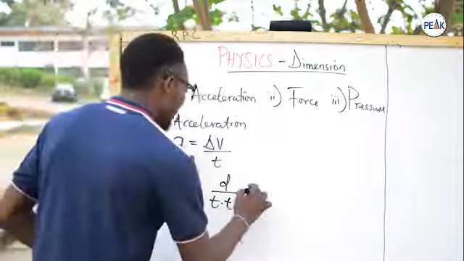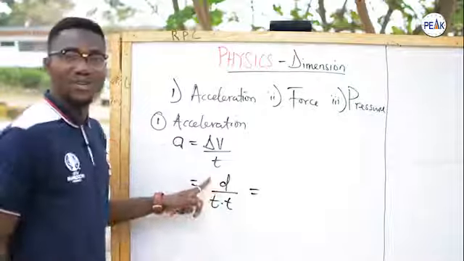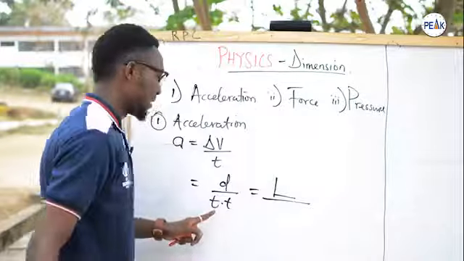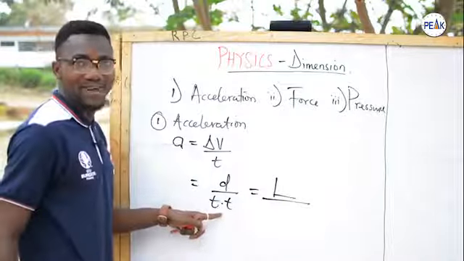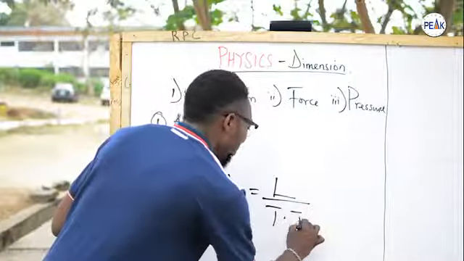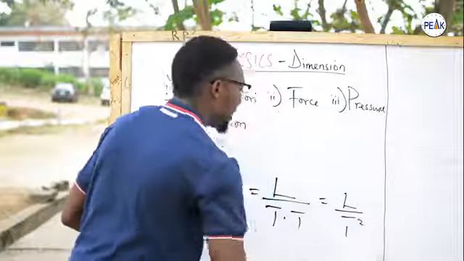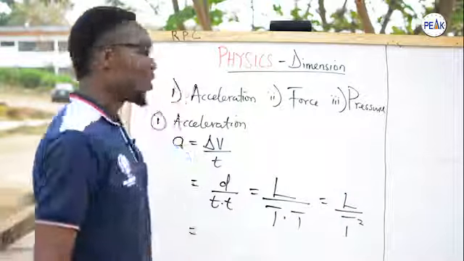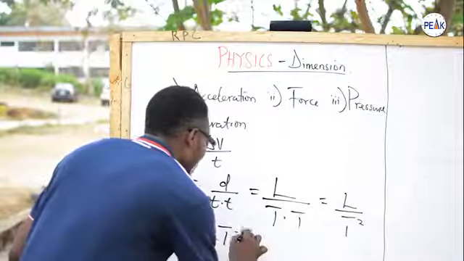So what did I tell you about dimension? I said whenever you see anything related to distance, you represent it with capital L. Whenever you arrive at time, you represent it with capital T. And I have 2 times in the denominator, that is, time multiplied by time. So I have capital T multiplied by capital T, which means I have L over T squared. If I want to write it in a linear form, the dimension of acceleration is L T minus 2.